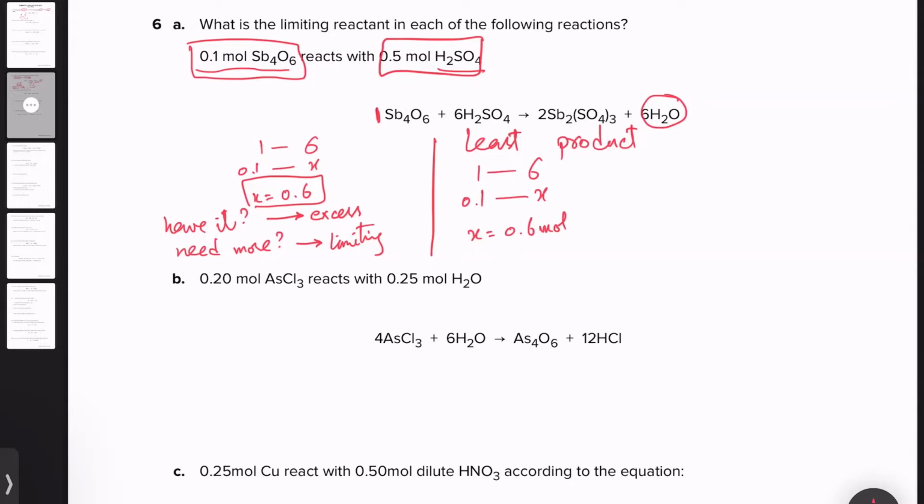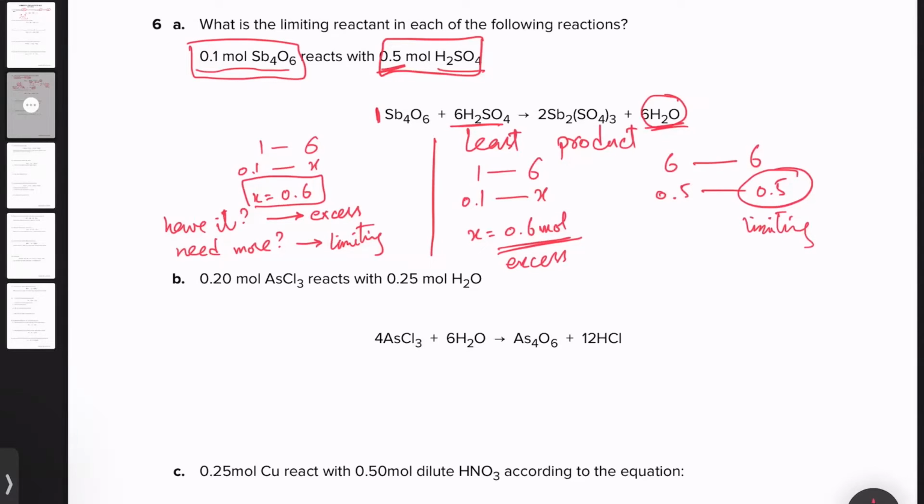How about water? 6 of H2SO4 will produce 6 of water. So 0.5 of H2SO4 will produce, obviously, 0.5. Which one's bigger? This one? That's in excess. The least product method says the one that produces the least amount, that's the limiting reactant.